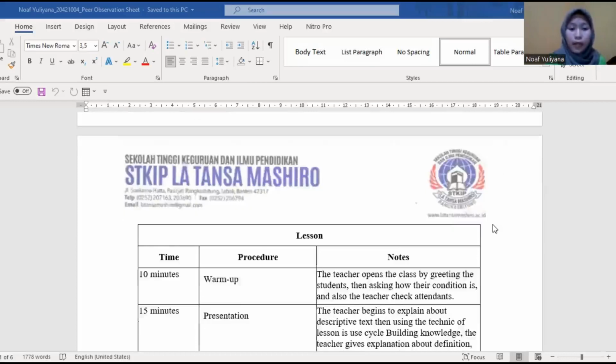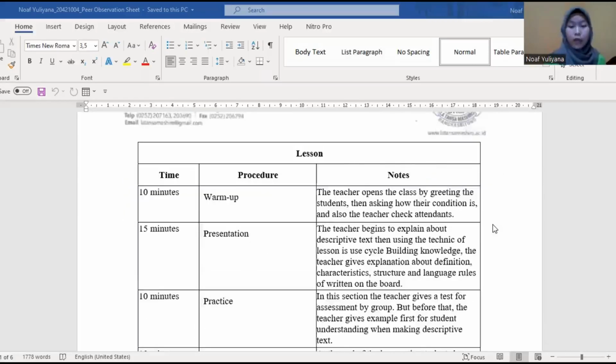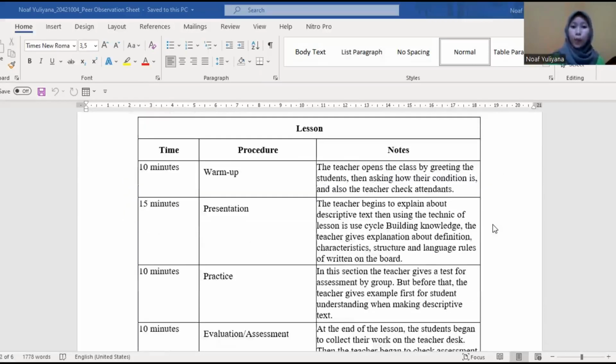And next is the lesson. In the lesson, there are 3 points: time, procedure, and notes. The first is 10 minutes, procedure, and warm up. The teacher opened the class by greeting the students, then asking how their condition is. And also the teacher checked attendance.